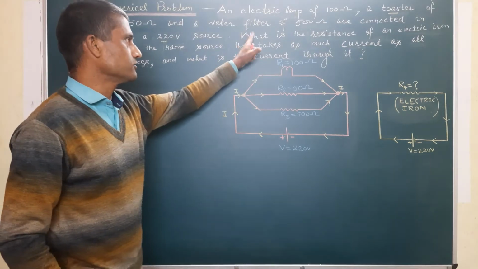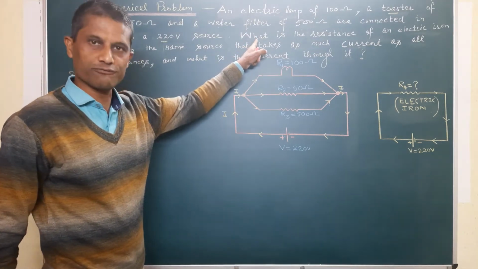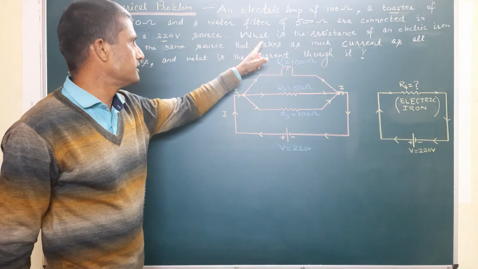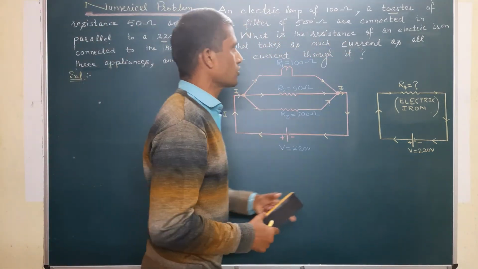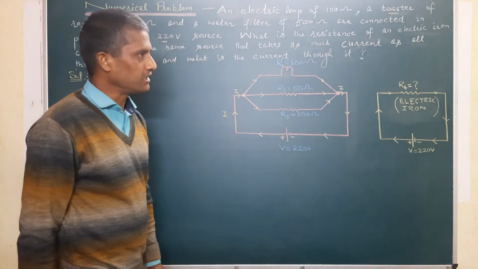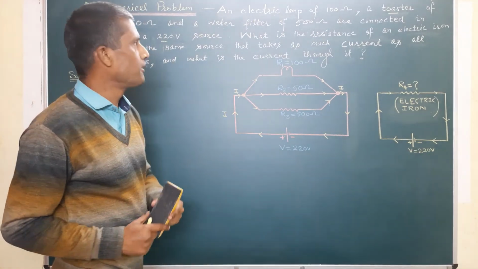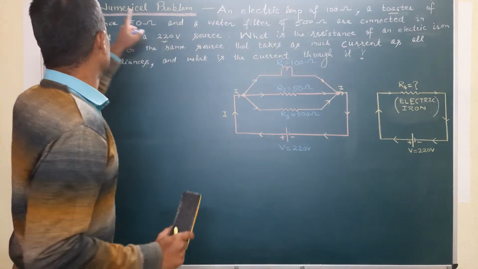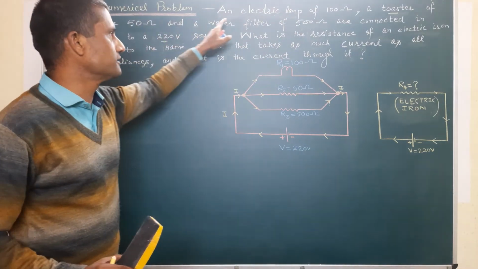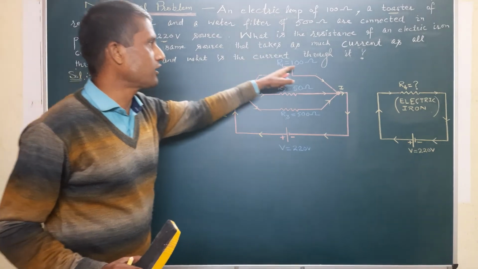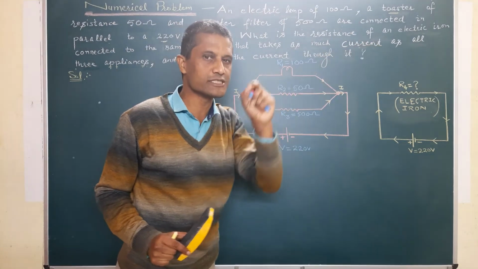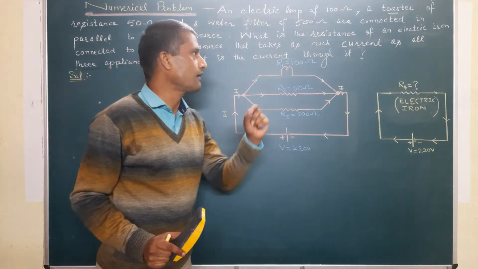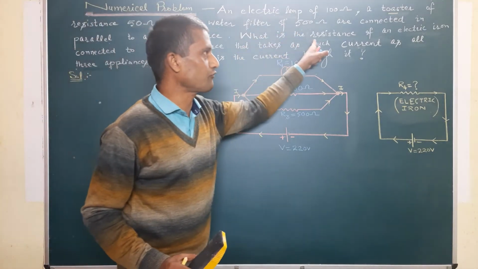Now the remaining part of the statement will take you to the problem. It is going to ask: what is the resistance of an electric iron? Now it is the fourth resistor. One was the electric lamp, second the toaster, third the water filter, and now it is the electric iron. So this is the fourth electric appliance. So what is the resistance of an electric iron?